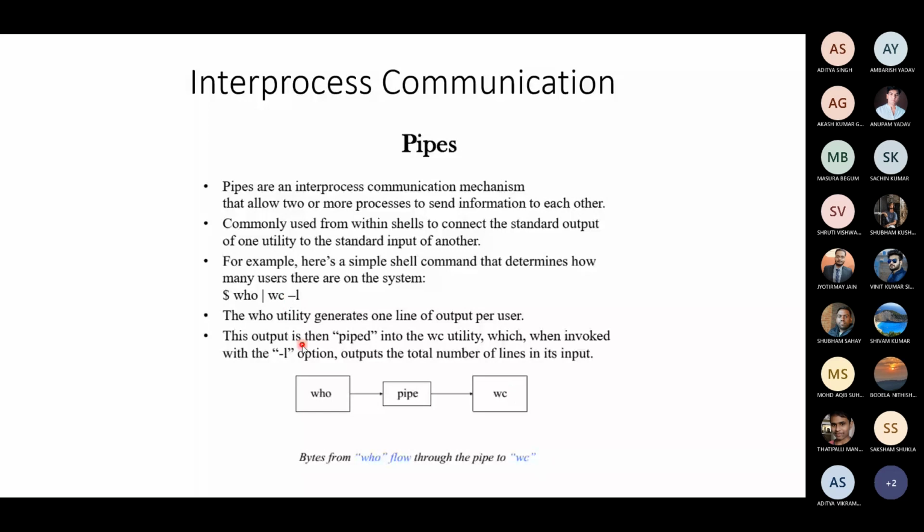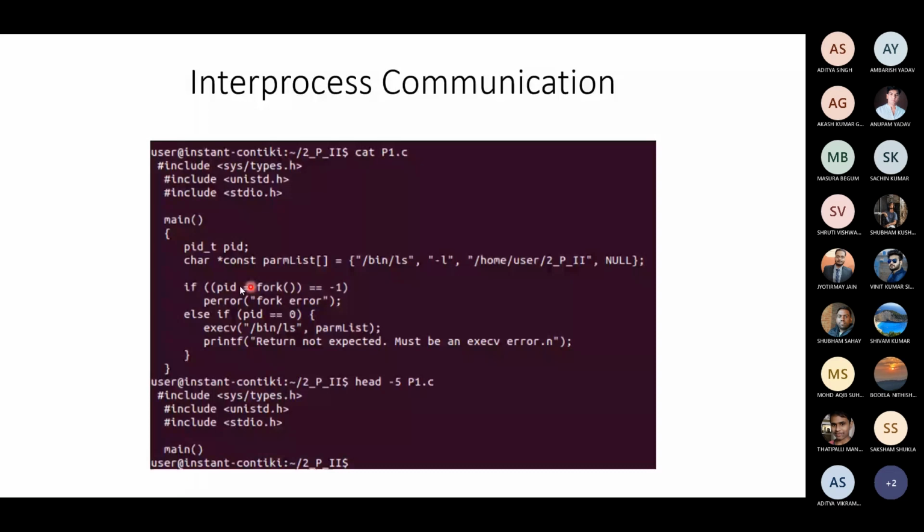Okay, so you can run this example and see that initially we define some variables, some constant parameters. I'm calling fork here. If it is not created, then it will create an error. Otherwise, execv is the system call which will execute a particular code based on the parameter list of this function. You can see this is a simple p1 program.